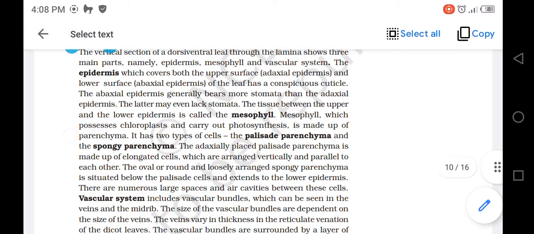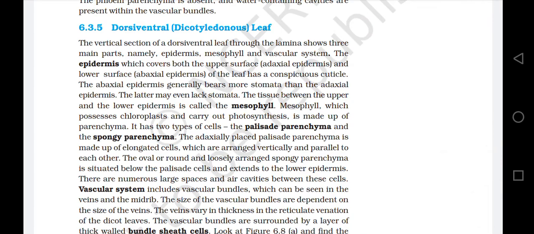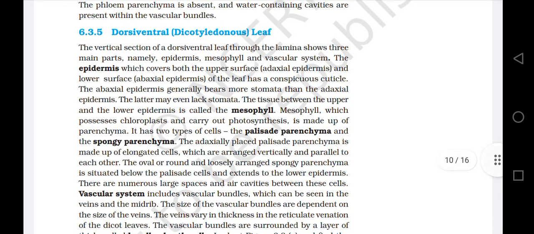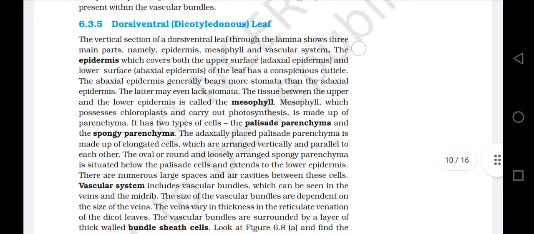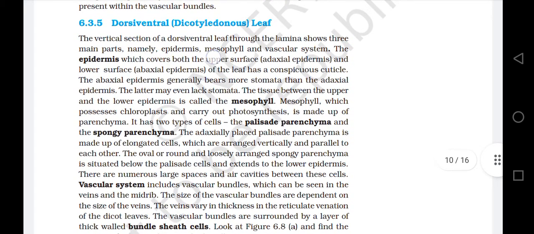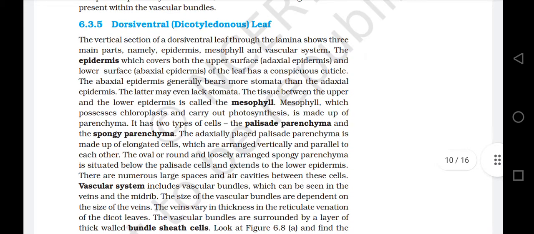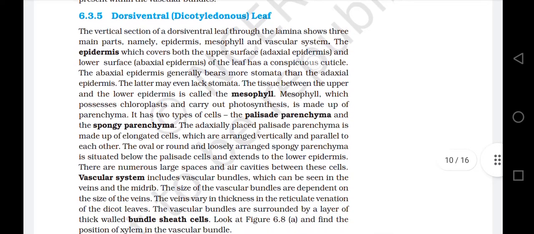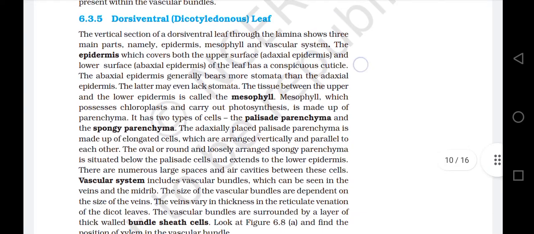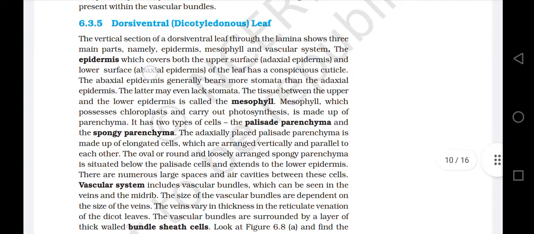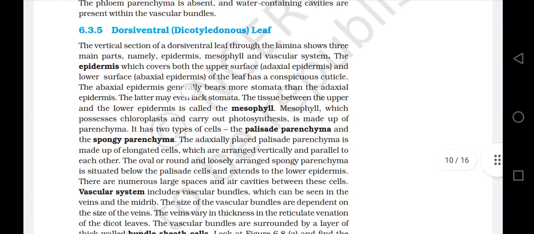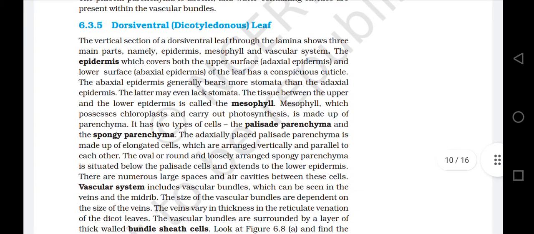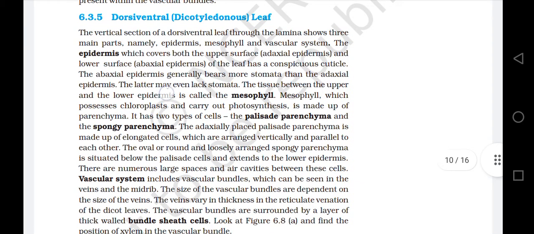6.3.5 Dorsiventral dicotyledonous leaf. The vertical section of a dorsiventral leaf through the lamina shows three main parts, namely epidermis, mesophyll, and vascular system. The epidermis, which covers both the upper surface, adaxial epidermis, and lower surface, abaxial epidermis, of the leaf, has a conspicuous cuticle. The abaxial epidermis generally bears more stomata than the adaxial epidermis. The latter may even lack stomata.